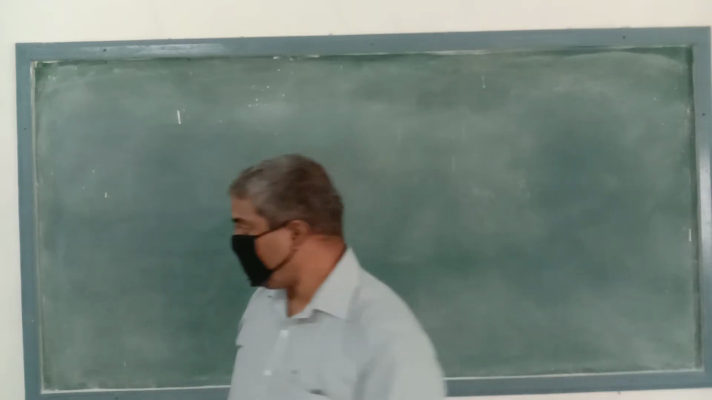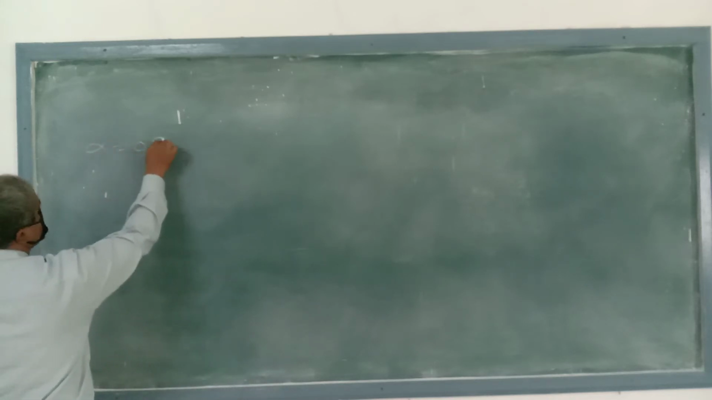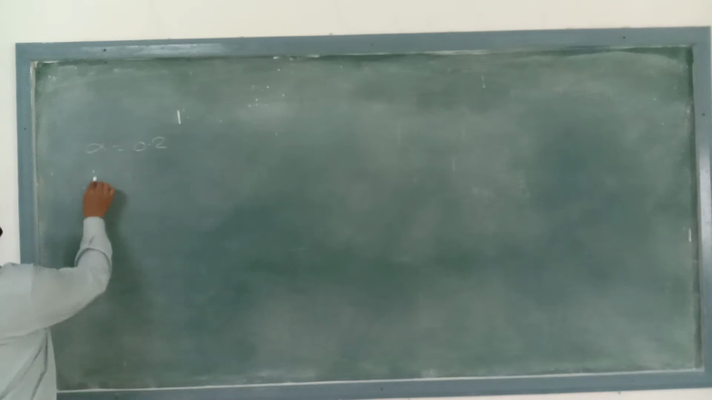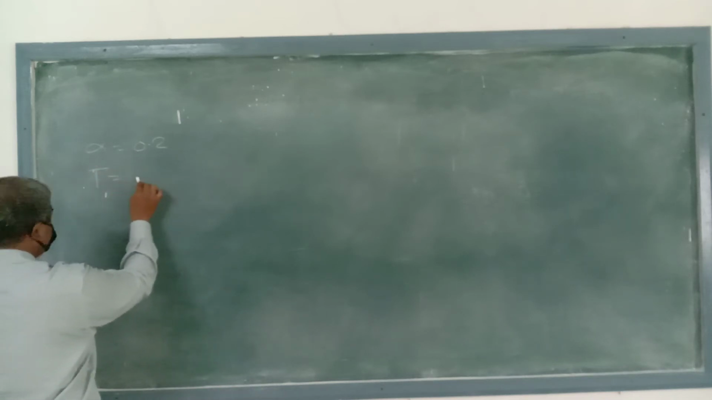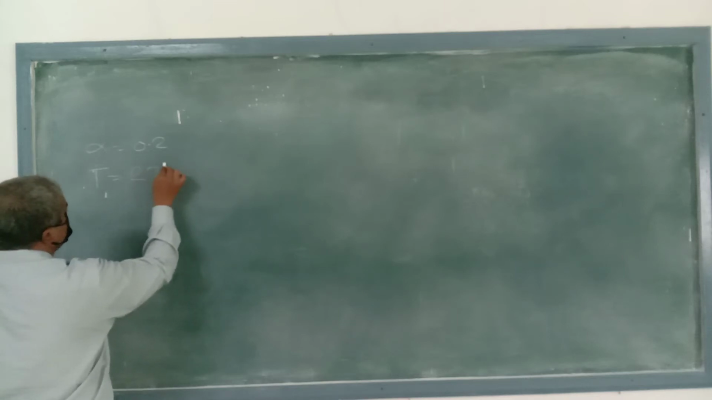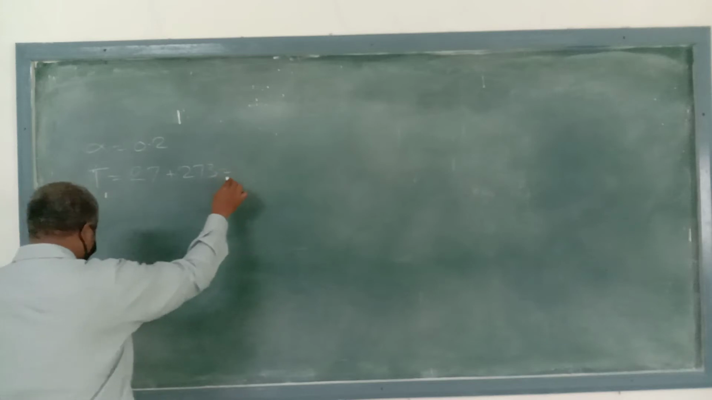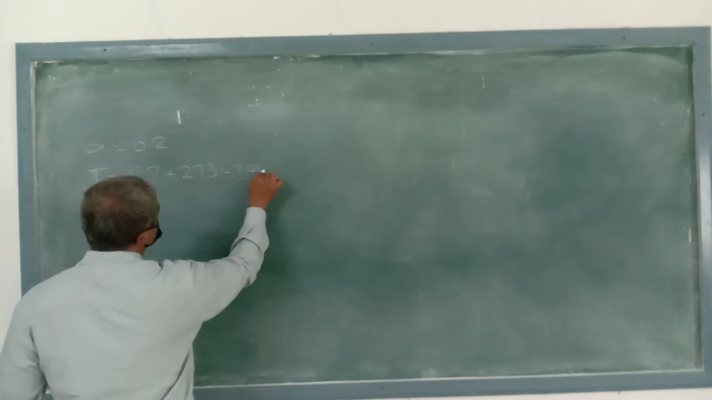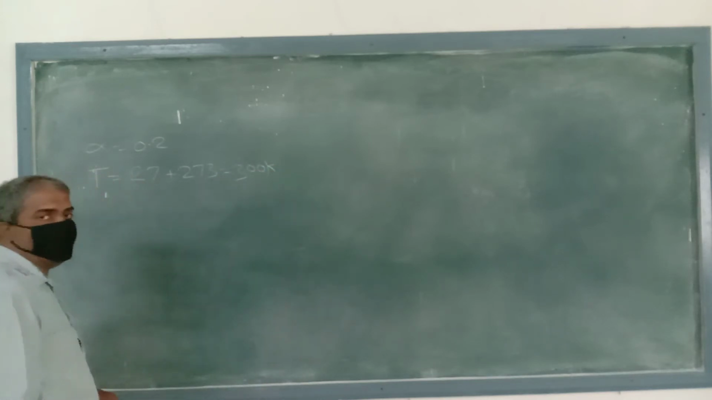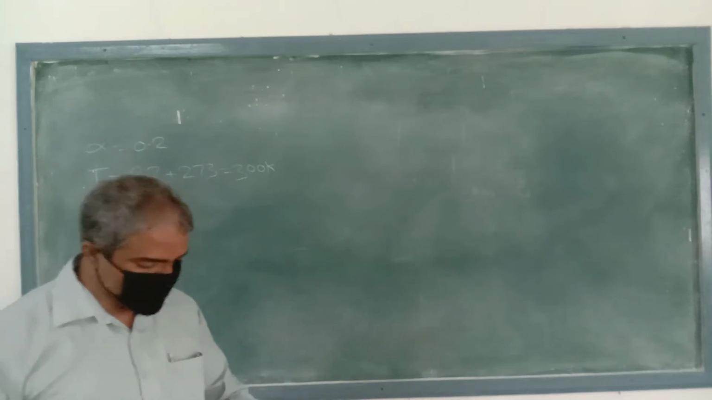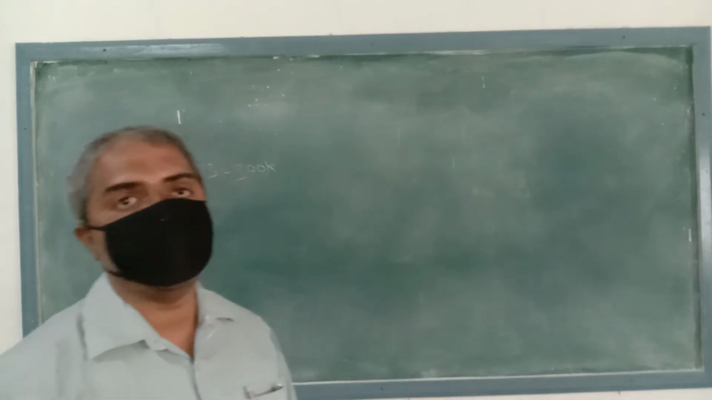So they have given the value of alpha, which is equal to 0.2. Also they have given the temperature T equal to 27, which is in degrees Celsius. We have to convert it into Kelvin, so this is equal to 300 Kelvin. And they are asking you to find the radiosity.